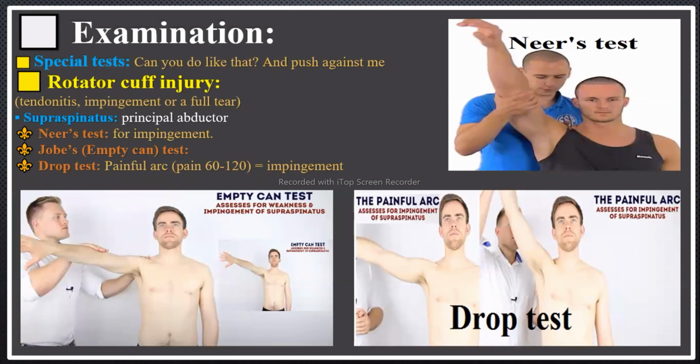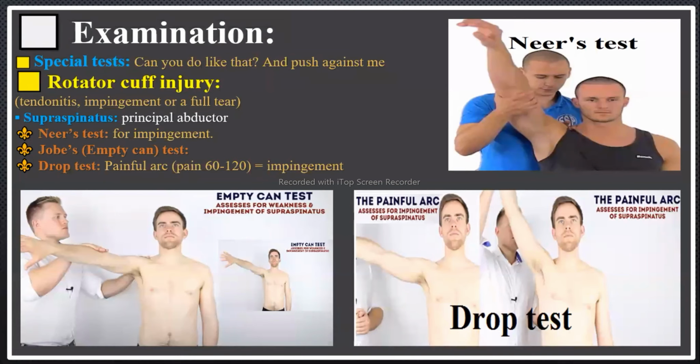90 degrees, 180 degrees. So 90 will be like that here, right? If touching the ears, it means 180 degrees. So ask the patient to lower his arm. If his arm drops, is it weakness or impingement?